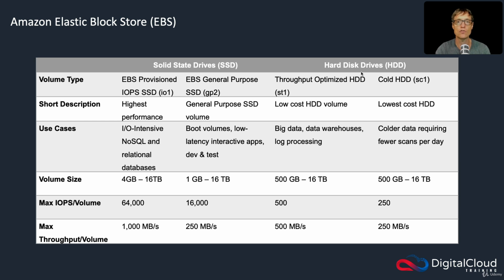The hard disk drives have generally lower performance, they have good throughput but much lower IOPS. And there's a couple of examples of the types of use cases where you might want to use those. Of course, they are lower cost, so if you can get away with using them, you can certainly save some money. So let's go over to the console now and have a look at EBS.